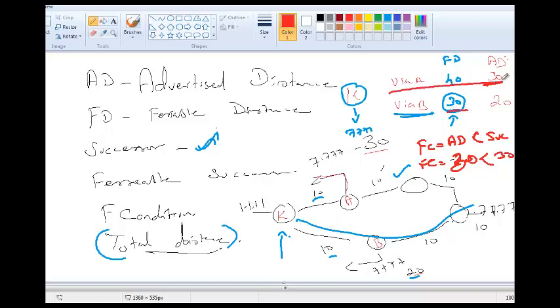Is the advertised distance of the alternate path less than the successor value? If and only if yes, this will be seen in the topology table. Otherwise, it won't be seen in the topology table, because the DUAL algorithm will think that there is a loop. That's why it is higher.